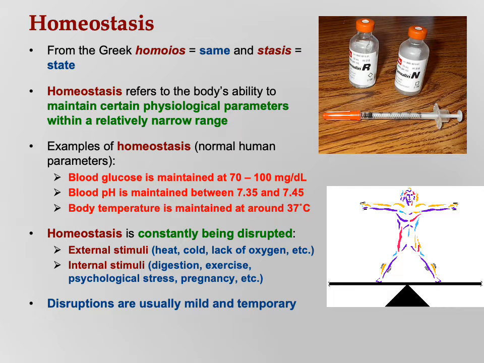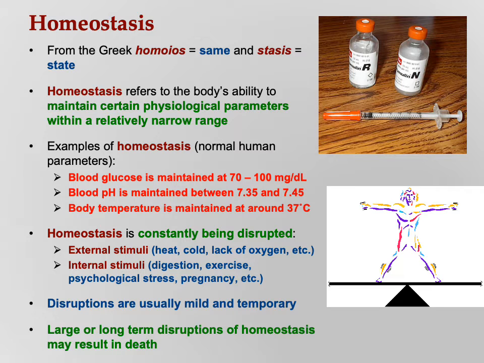Disruptions are usually mild and temporary, like going outside in the heat and so on. Large or long-term disruptions to homeostasis can result in death. In other words, for example, in a graveyard, what the tombstones really should say is, born 1973, permanently out of homeostasis 2017. That would be another word for death. Permanently out of homeostasis. That's what it is.